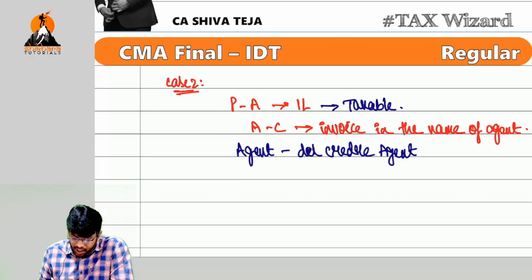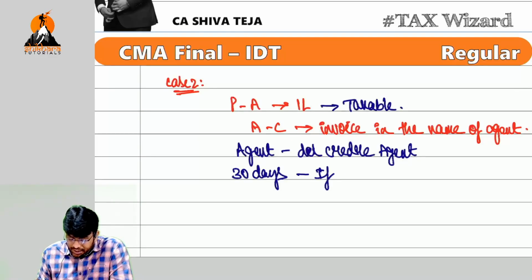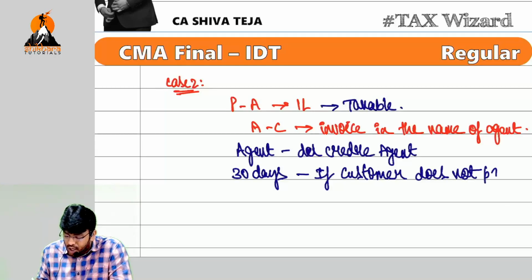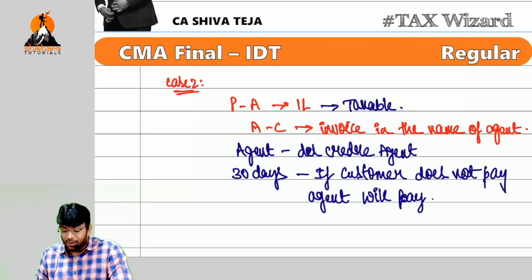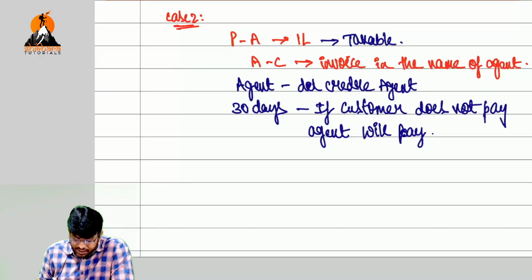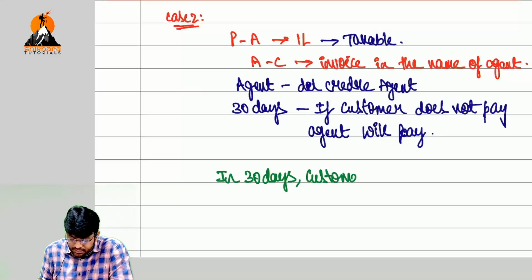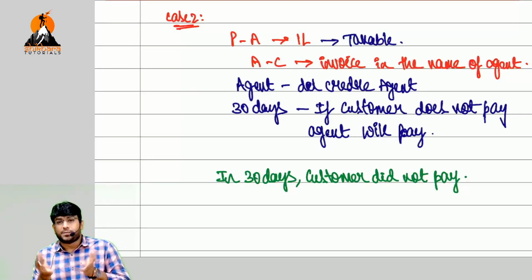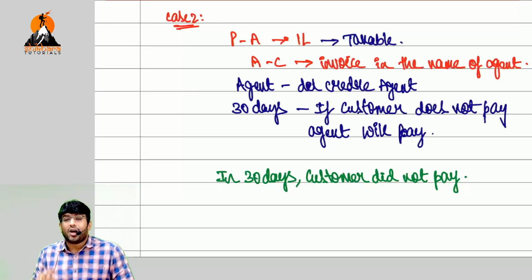And what he told is that within 30 days, if customer does not pay, agent will pay. I repeat one more time. Within 30 days, if customer does not pay, who will pay, sir? Agent will pay. So getting the point, everybody? Now what has happened is, in 30 days, customer did not pay as expected.